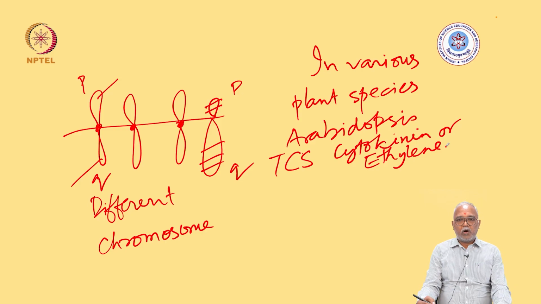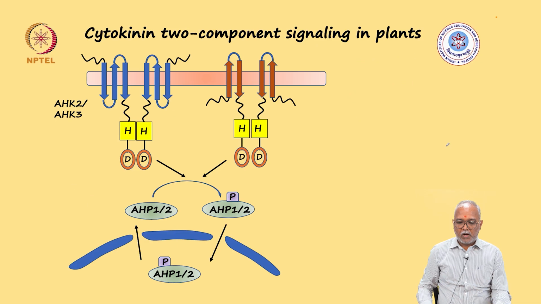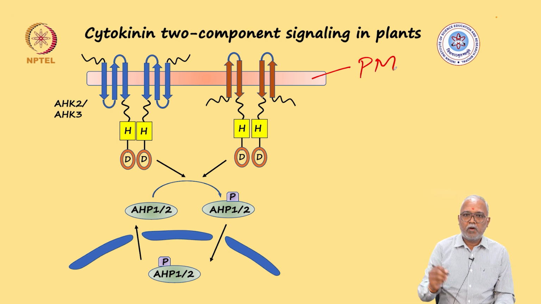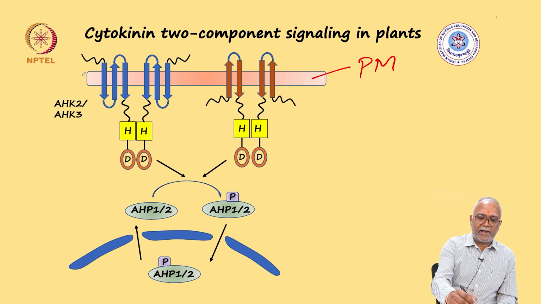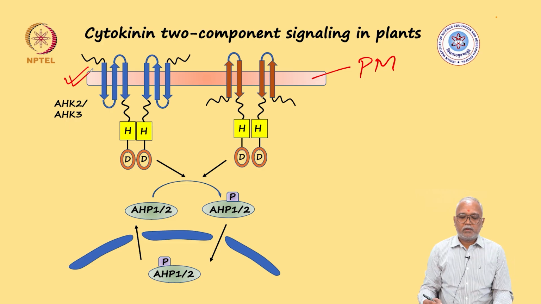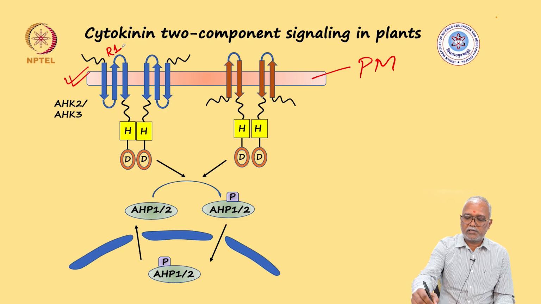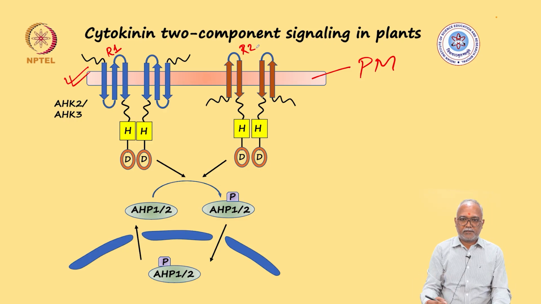So let's see how a simple 2-component system works in plants, what the different components are, and how they mediate the signaling. We will see first a model of how it will work, and then we will take a specific example of how it moves forward. So think about this scenario where you have this plasma membrane on which there are 2 different types of receptors. If I say this is receptor type 1 and this is receptor type 2, they are present.